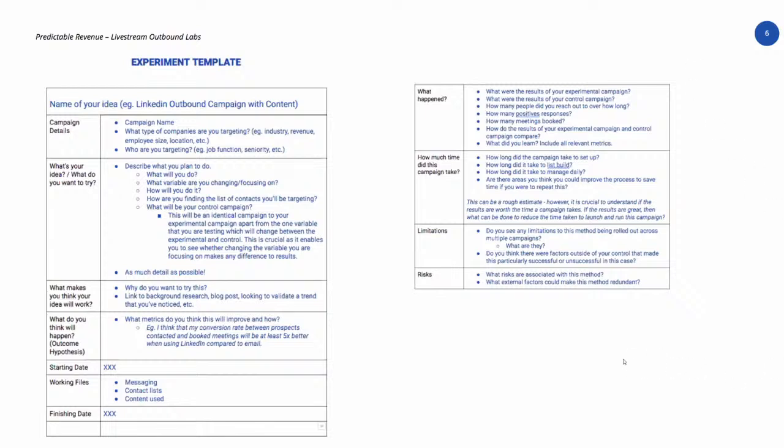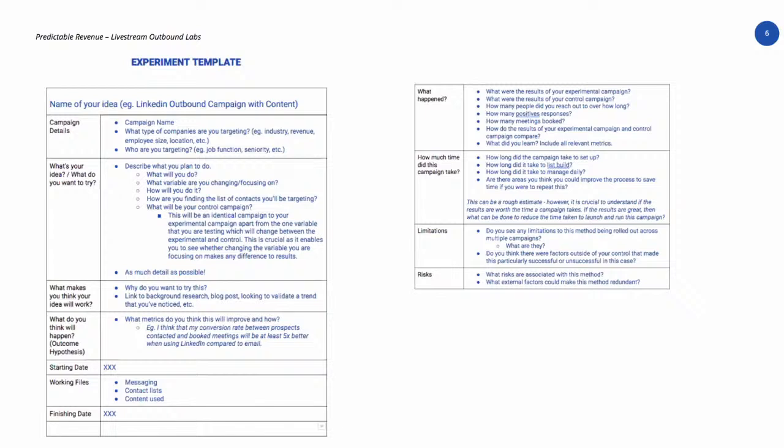And look at the other elements of running the campaign. So again, the last three areas we have on the experiment doc template is, how much time did this take? I think that's really crucial. It comes back to the business ramifications of testing. Did it take a long time to set up? Did it take a long time to manage the responses? Did it take a long time to list build?